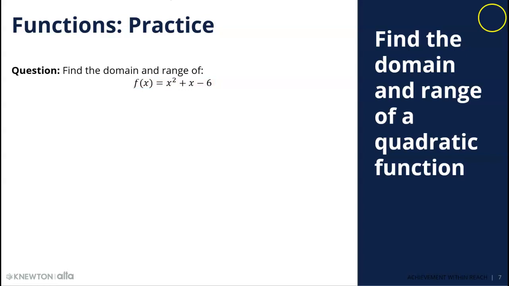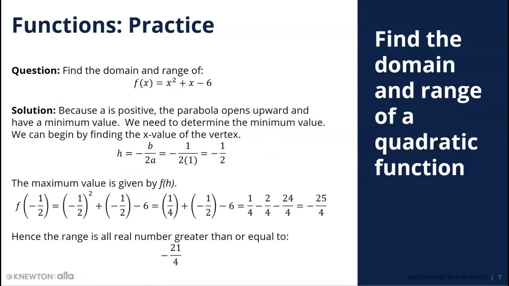To do that, you have to compute first the x-coordinate of your vertex. And you can do so by getting the information for a, b, and c, and use the formula for the x-coordinate of the vertex as negative b over 2a. Now, b is the coefficient of your x, and a is the coefficient of your x squared. And so therefore b is equal to 1, and a is also equal to 1.